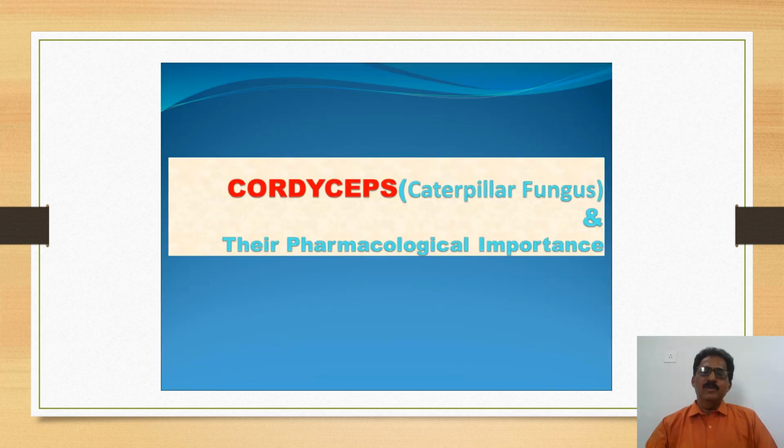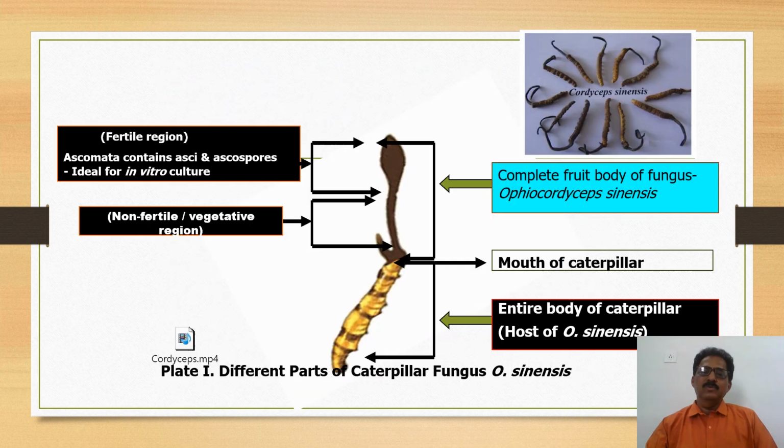Again, a very economically important type of fungus is Cordyceps. This fungus is called the caterpillar fungus because it grows on the body of the caterpillar. This is the caterpillar, and in the mouth of the caterpillar the fruiting body is developed, that is the fertile region which is developed on the fruiting body. This is the non-fertile region, the complete fruiting body of the fungus Cordyceps sinensis, which grows on the mouth of the caterpillar.